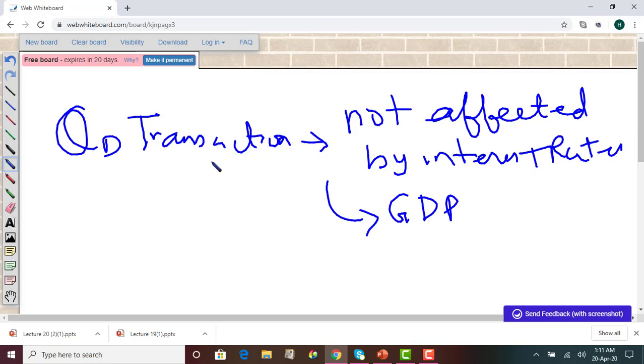What is seen is that if the economy's GDP is going up, the transaction demand for money also goes up. If the economy's GDP is going down, then the transaction demand for money is going down. So if the GDP is increasing over the years, that means there is economic growth, and people will demand more money for their daily transactions. Basically their daily needs will go up. That's why the transaction demand for money will also go up, and it is not affected by the interest rate.